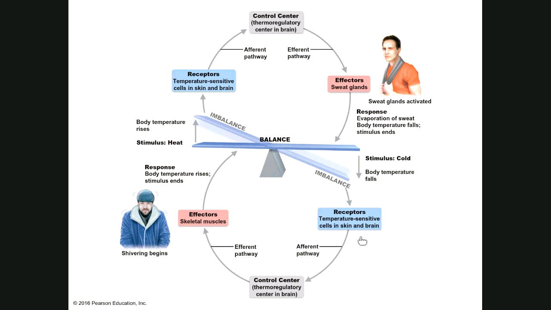So first we're going to have the receptor. The receptor in this case is the same receptor we saw in the other example. Temperature sensitive receptors in the skin and brain detect a decrease in body temperature. These are going to send input along the afferent pathway to the control center, which, guess what, is the same. The hypothalamus is going to direct a response. It's going to send output along the efferent pathway. Now this is where it's different. If it's cold, our effectors are going to be different.